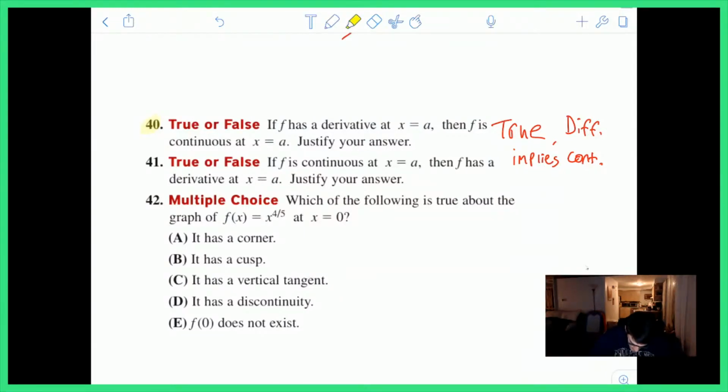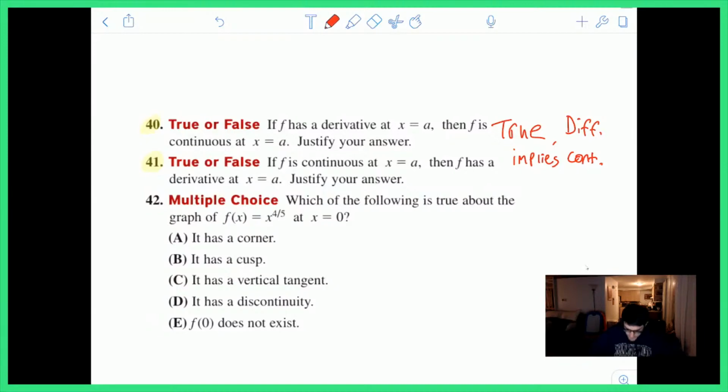Okay, let's try another problem. 41 says, if f is continuous at x equals a, then f has a derivative at x equals a. Justify your answer. Well, this is the theorem that differentiability implies continuity in reverse. We already said this was false. Let's talk about why this is false.